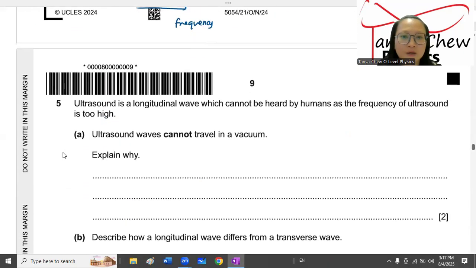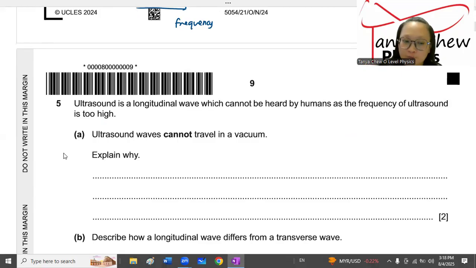Now, number 5. Ultraviolet is a longitudinal wave which cannot be heard by humans as the frequency of ultrasound. Oh, not ultraviolet, I'm so sorry. Ultrasound is a longitudinal wave, which is true, which cannot be heard by humans as the frequency of ultrasound is too high above our humans' audible range.